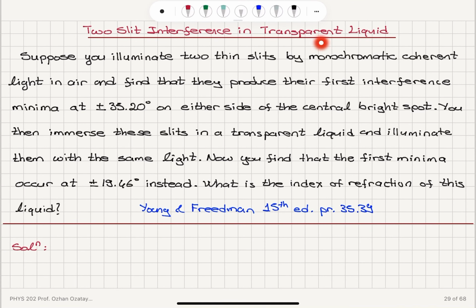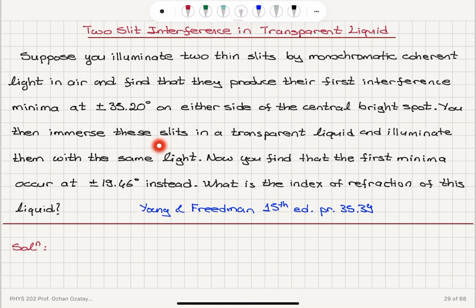Two-slit interference in transparent liquid. Suppose you illuminate two thin slits by monochromatic coherent light in air and find that they produce their first interference minima at plus or minus 35.2 degrees on either side of the central bright spot.